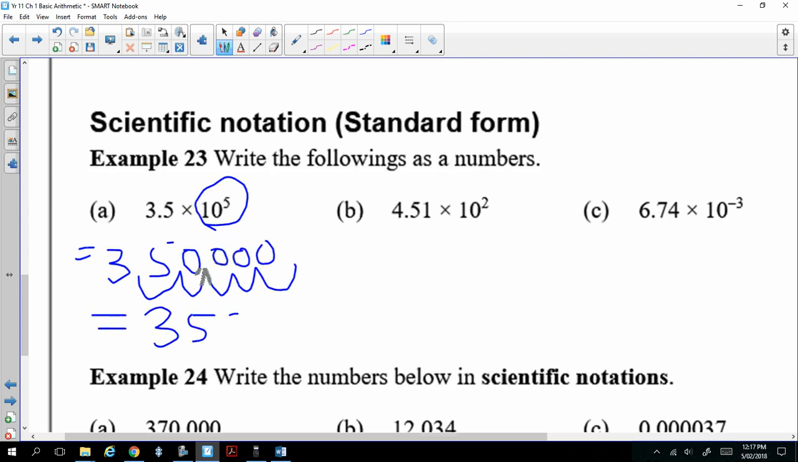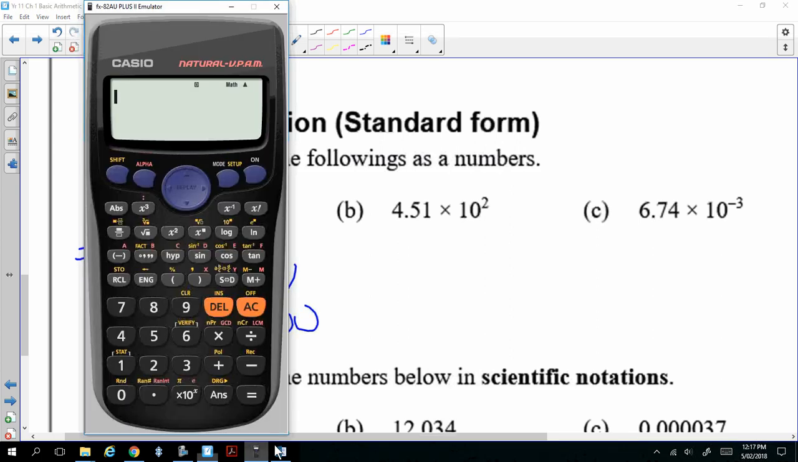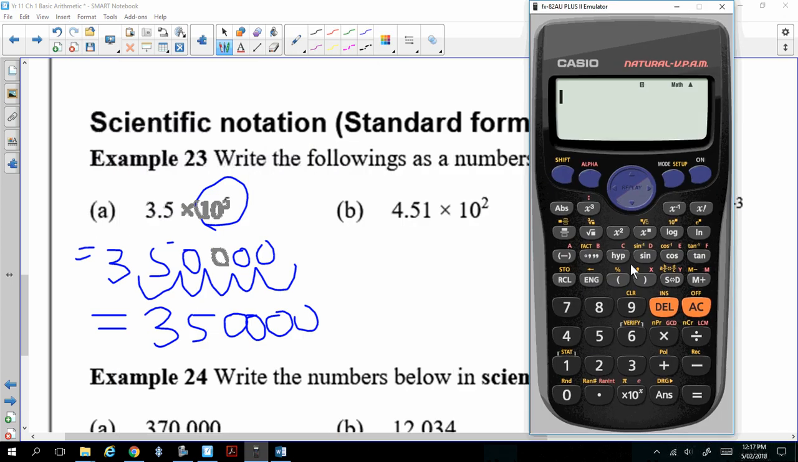What if you want to do it on a calculator? You could do so by pressing 3.5. Notice that there's a times 10 button. Just press that. Press 5. It gives you this. Okay? Now this is different from writing 3.5 times 10 to the power of 5. Can you see that I have to press more buttons to get to the power 5? So this could be quicker.